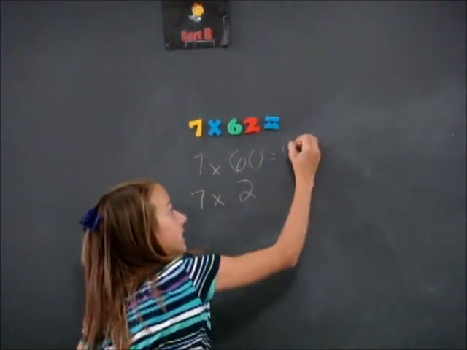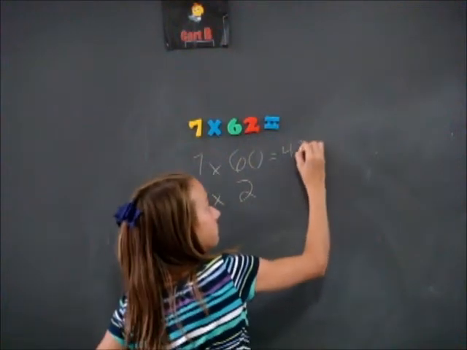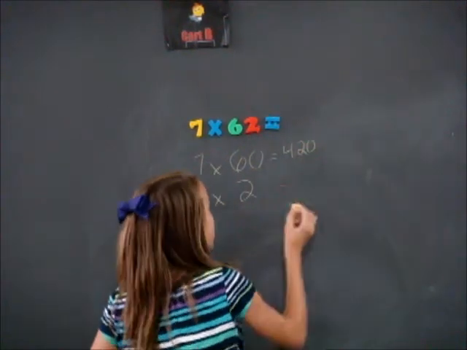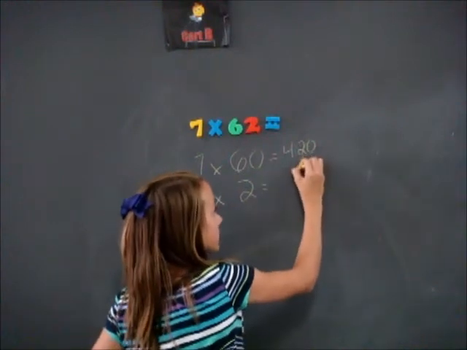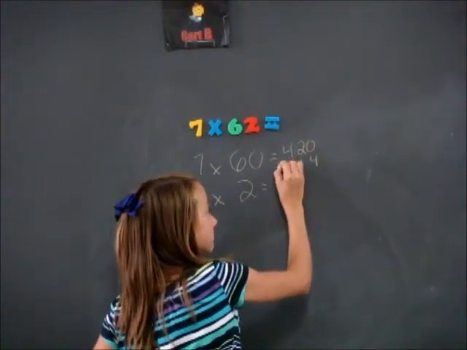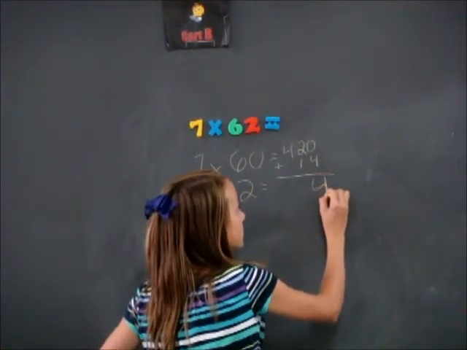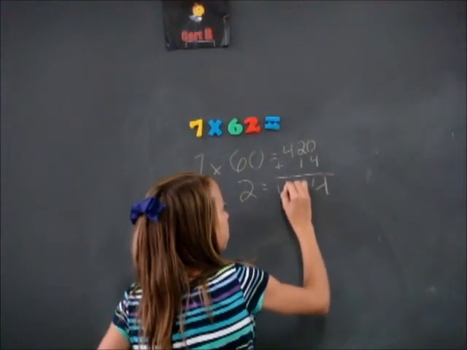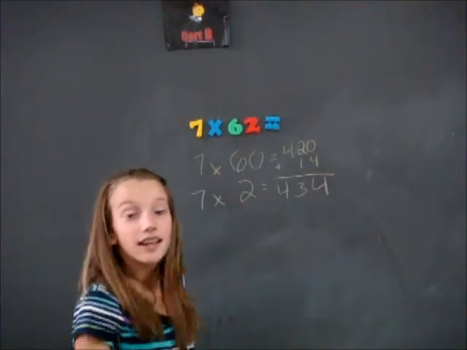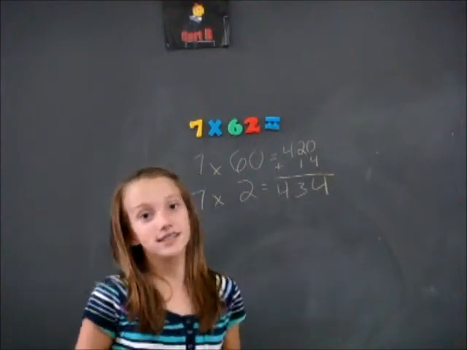7 times 60 is, 7 times 6 is 42. And then you would just tag on the 0. And then 7 times 2 is 14, so you just add those together, which gives you a product of 434. Thanks. Now over to Andrew.